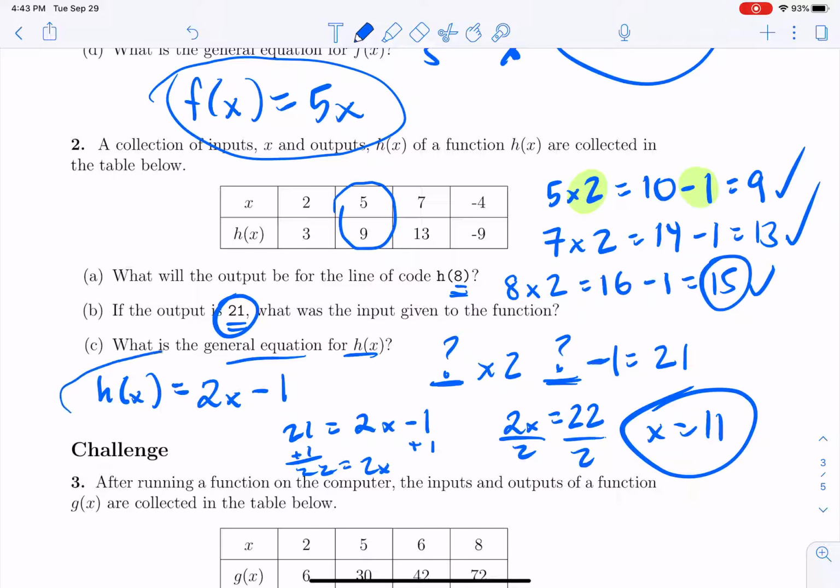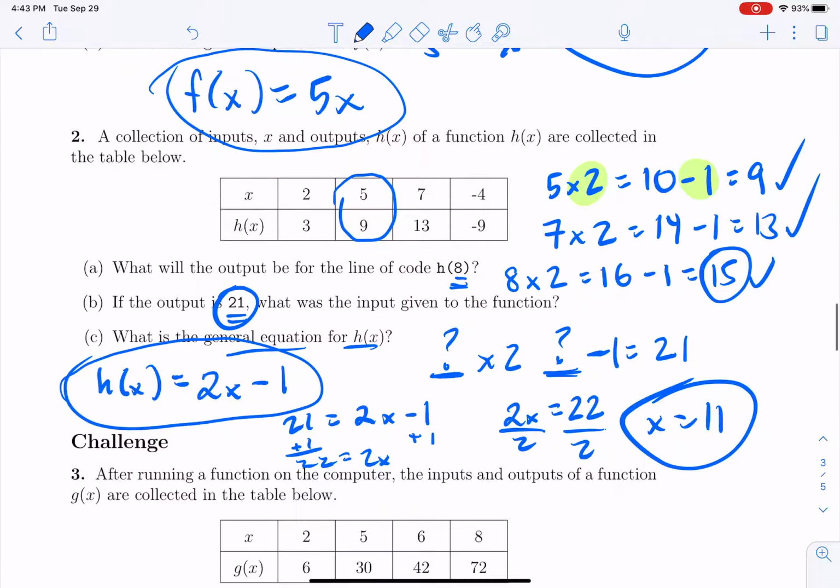Okay, so there's my general equation. I guess what I could have done here is work backwards. Add 1 to 21 is 22. Divide by 2 is 11. I could have done that in my head, but it's late in the day and I wanted to just write my equation.